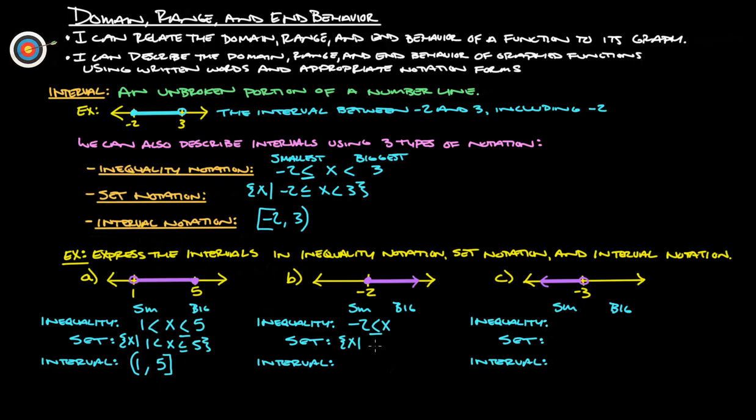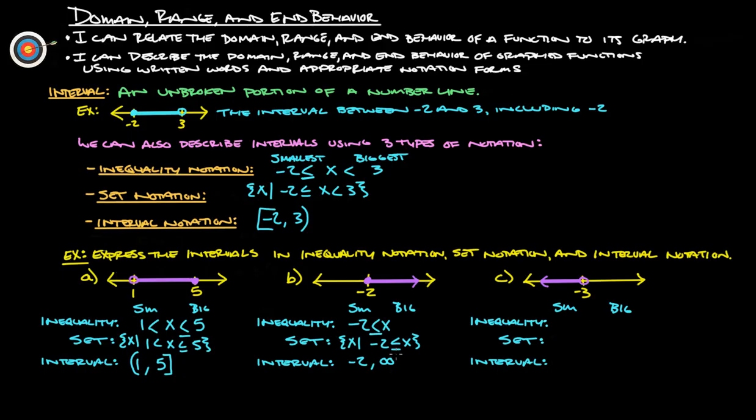And we'll do the same thing. -2 is the smallest. There is no biggest. We put the x there, and then we put the less than or equal to and close our brackets. For interval notation, the smallest this ever is at -2. The biggest it ever gets to is infinity.